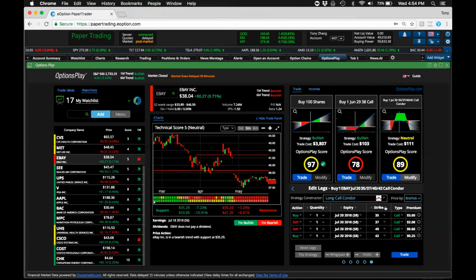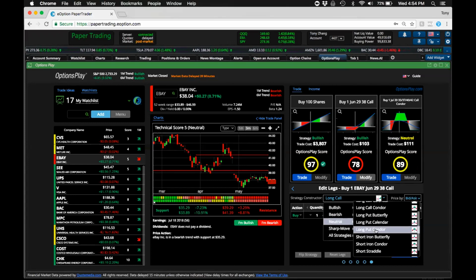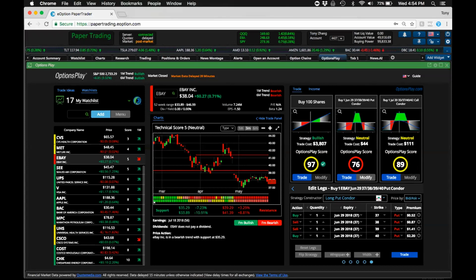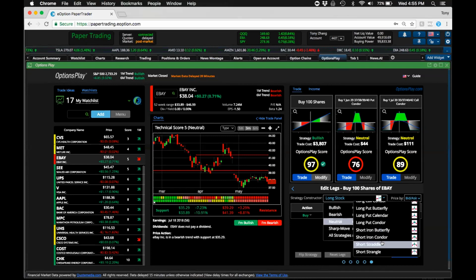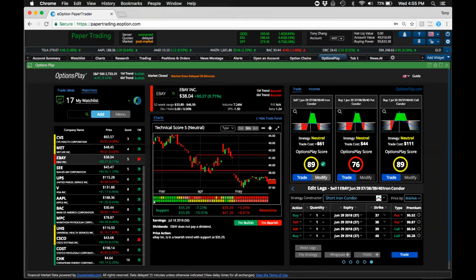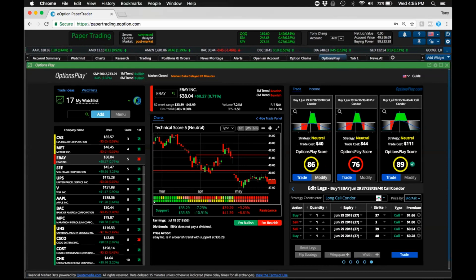This is designed to make your life a lot easier and be able to compare a call condor to a put condor, something you couldn't do if you were trading on an option chain. You couldn't compare, you know, an iron condor to a call condor. Here, I can do all three side by side and see exactly which strategy I'd prefer to trade. I can even set up the exact same strikes and see which one I'd rather do. So let's just do that real quick.